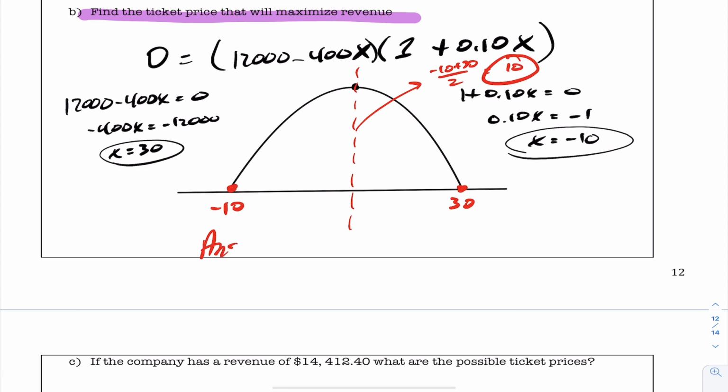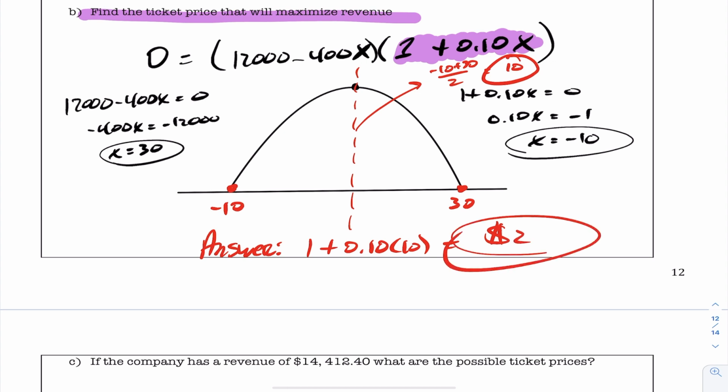So the answer to this problem is not x equals 10, but the price that's going to maximize revenue is going to be, take a look at your price relation here, 1 plus 0.1x. I'm letting x be 10, so it's going to be 1 plus 0.10 times 10. They should be selling these tickets for $2. At $2, they will be able to maximize their revenue.